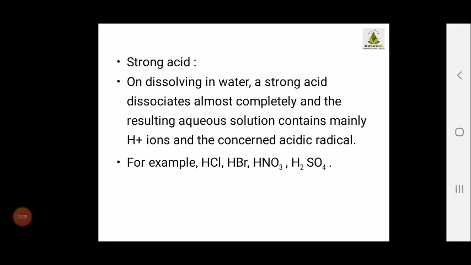Strong acids are the acids which, on dissolving in water, mostly give more H plus ions and a very small acidic radical. Examples of strong acids are hydrochloric acid, hydrobromic acid, nitric acid, and sulfuric acid.